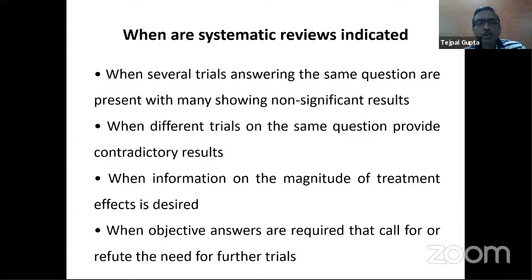Now, when should one do a systematic review? Systematic reviews are indicated when several trials answering the same question are present, but many of them show non-significant results, or when different trials on the same question provide conflicting and contradictory results. You could also do a systematic review when you want information on the magnitude of treatment effect, and when objective answers are required that call for or refute the need for further clinical trials on a particular question.